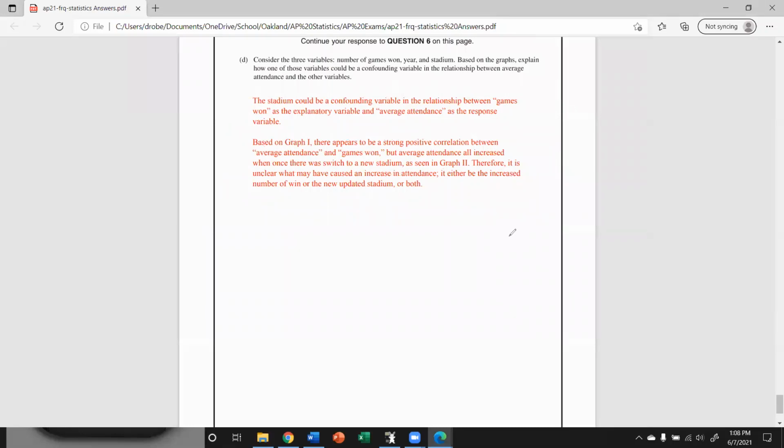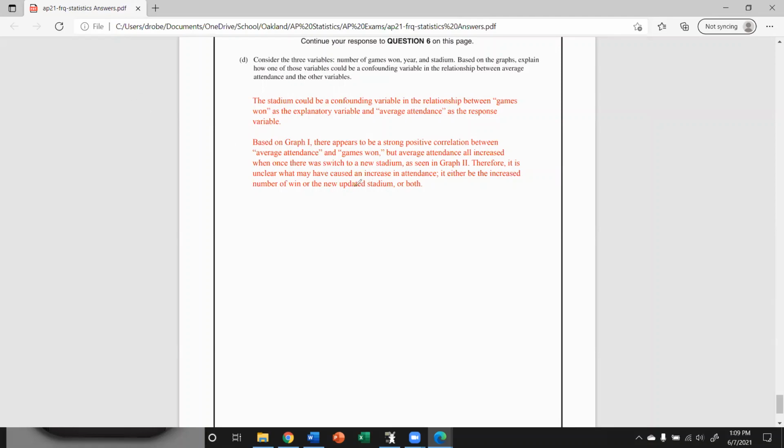So based on graph one, there appears to be a strong positive correlation between average attendance and games won. Yeah, we definitely saw that. But average attendance also increased once there was a switch to a new stadium, as seen in graph two. Not a good sentence there, person who wrote this. Therefore, it is unclear what may have caused an increase in attendance. Either could be the increase. They didn't write in sentences. It's kind of annoying here.